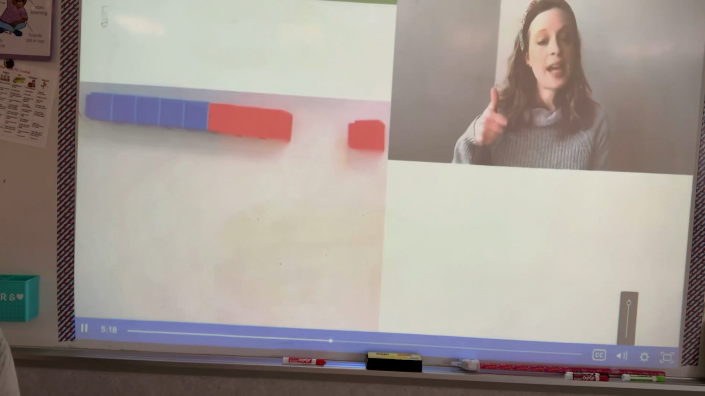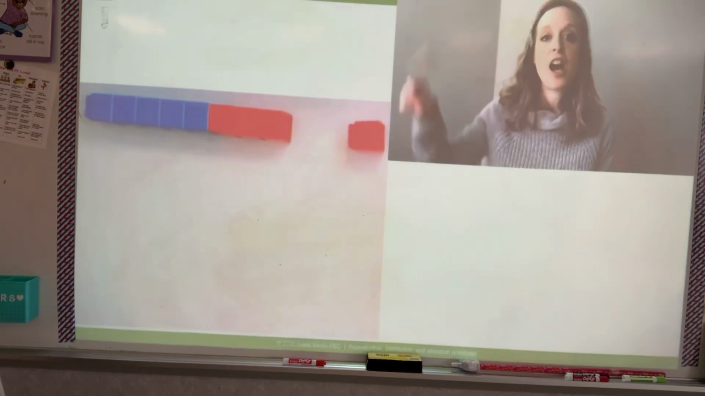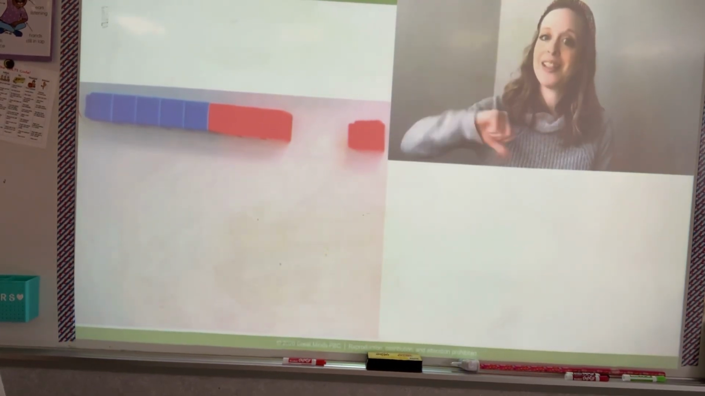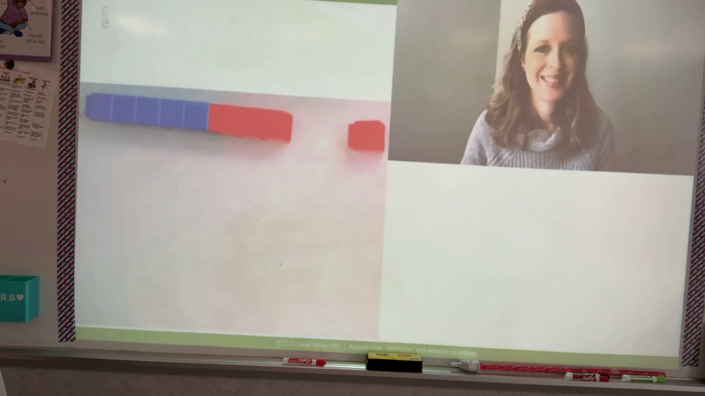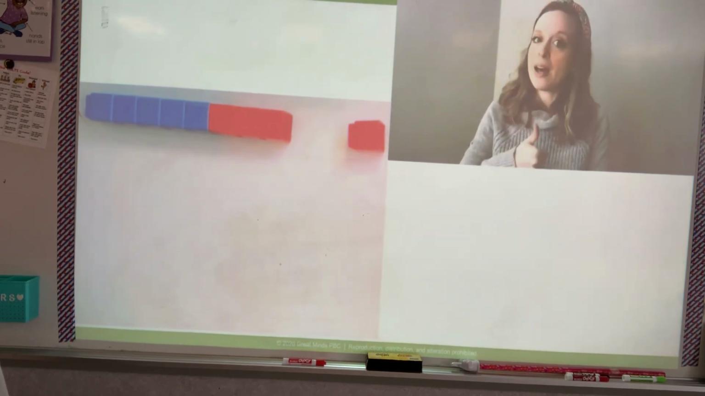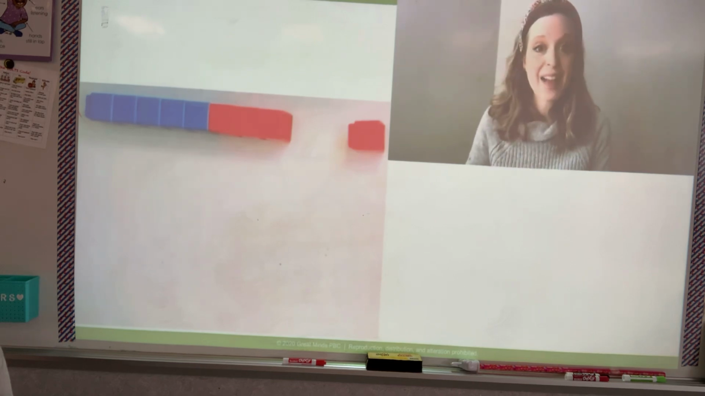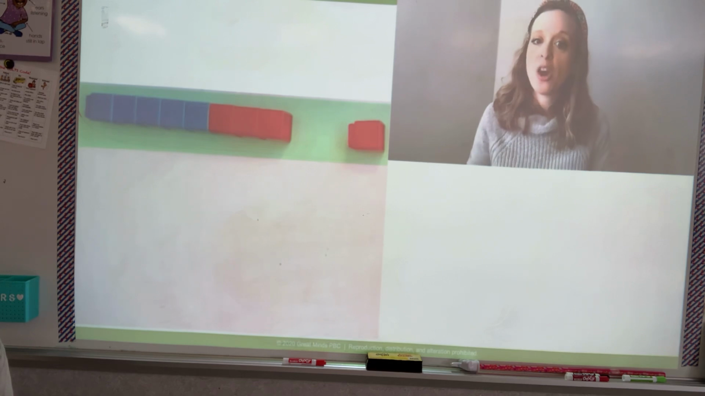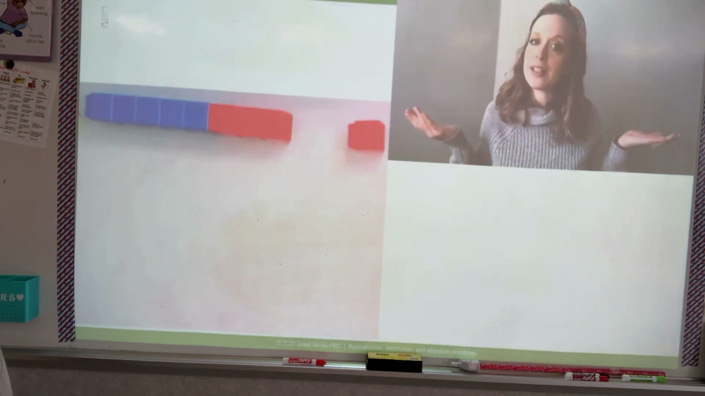Give me a thumbs up if we do, a thumbs down if we don't. I'm watching. I saw a lot of thumbs up. We do still have 9 cubes altogether. They're just in 2 parts. What are the 2 different parts?